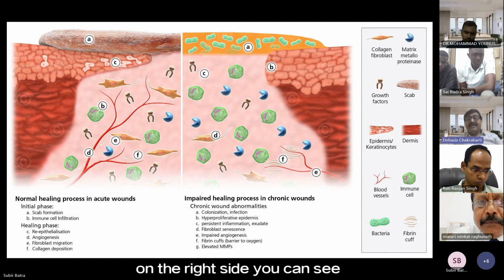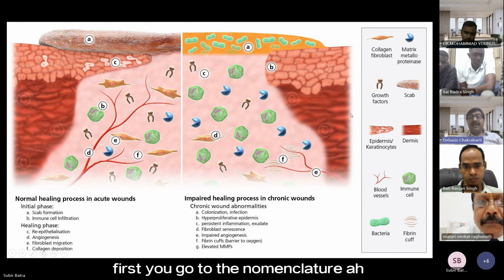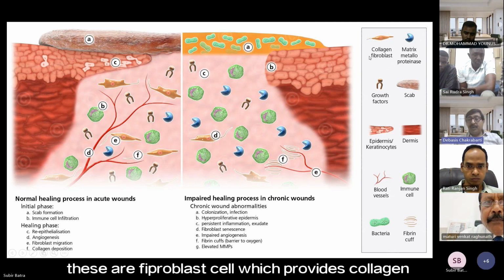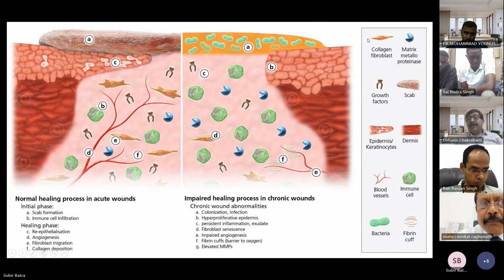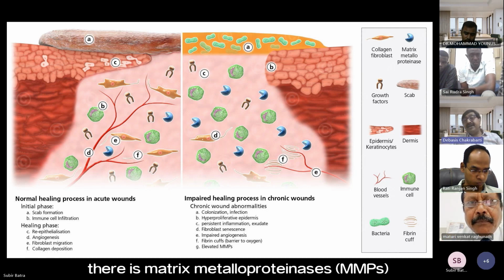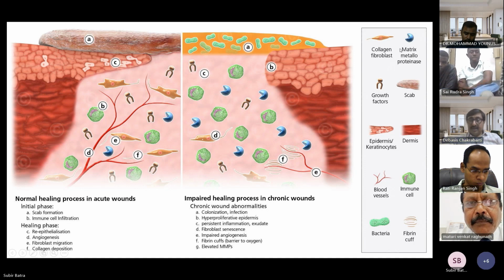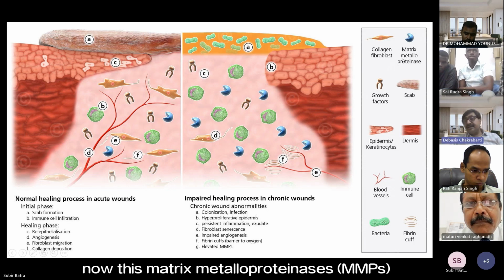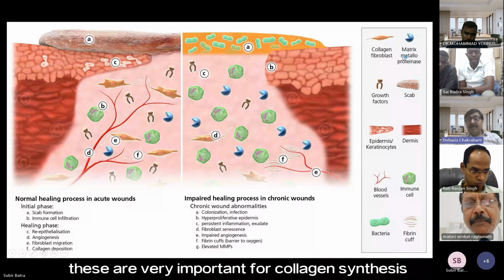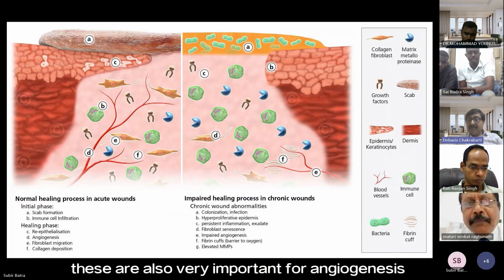On the right side, you can see the nomenclature. First, this is a collagen fibroblast. This is a fibroblast cell which provides collagen. Now, just beside the fibroblast cell, there is matrix metalloprotease. We say MMP. These are very important for collagen synthesis. These are also very important for angiogenesis.